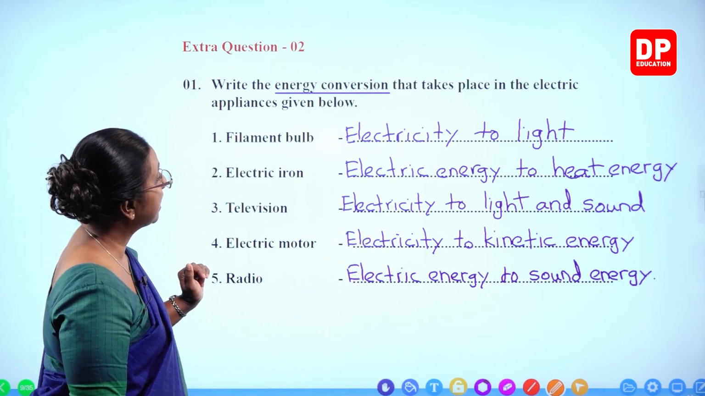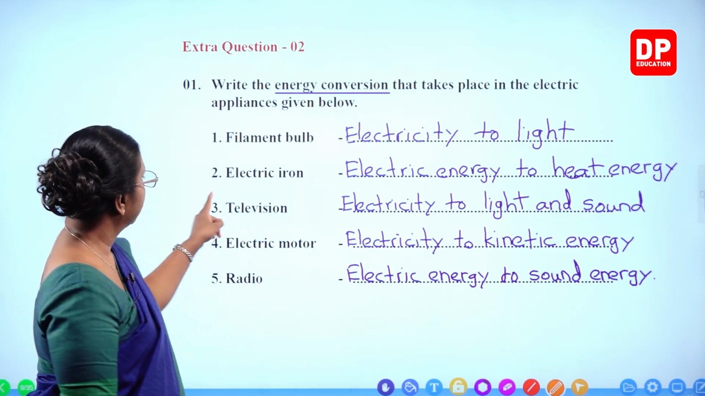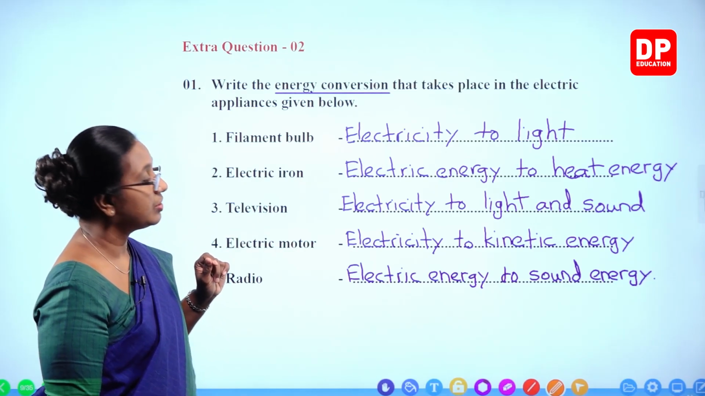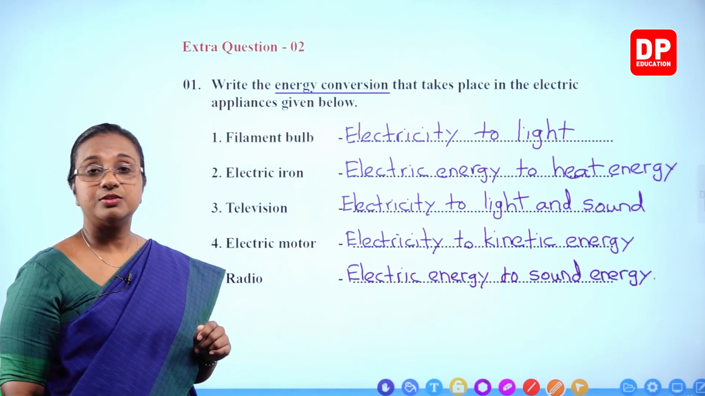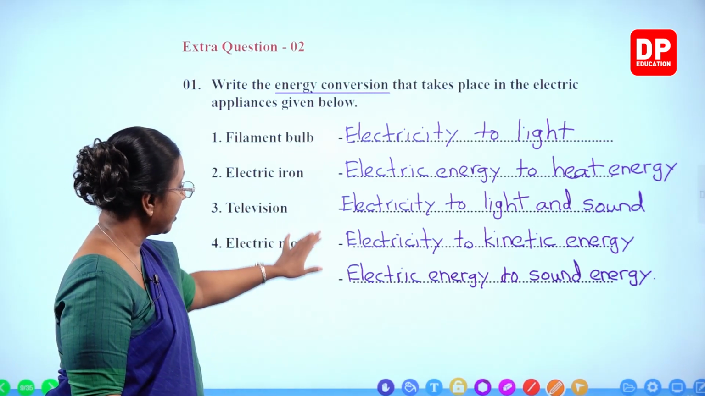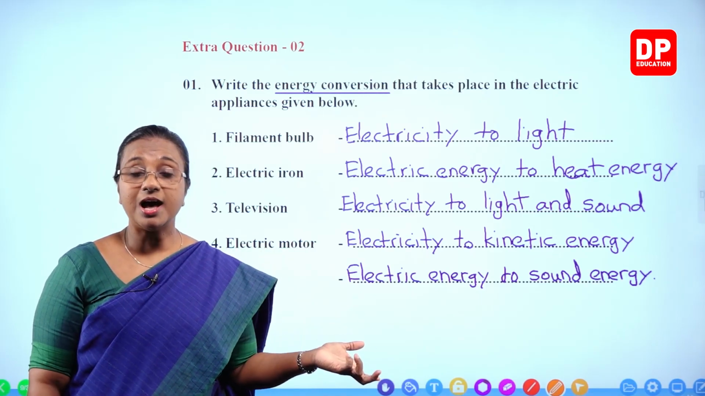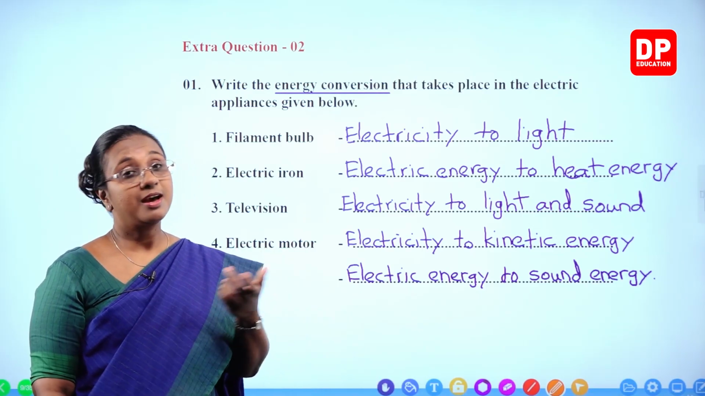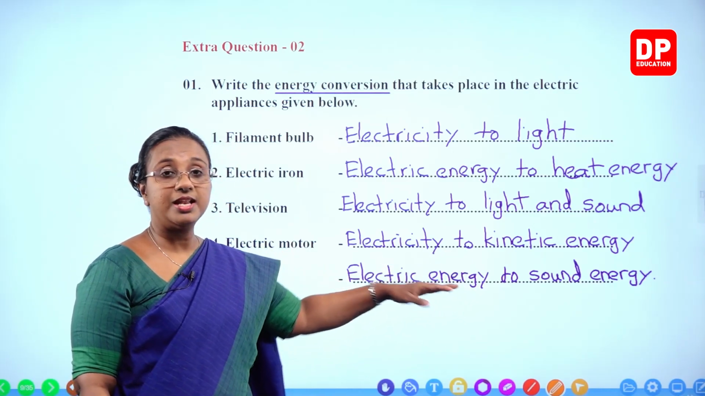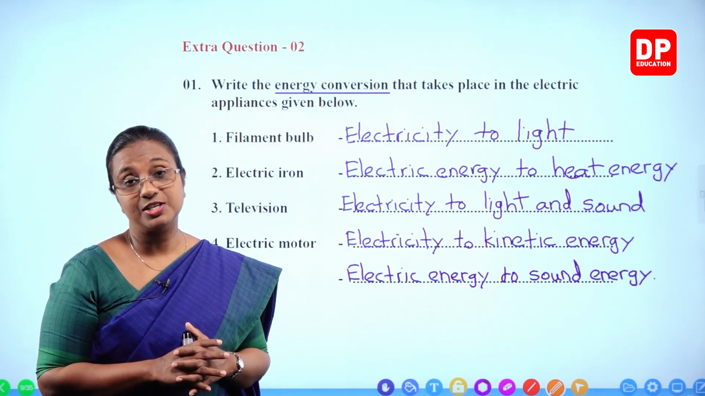Write the energy conversion that takes place in the electric appliances given below. Filament bulb, electricity to light. Electric iron, electric energy to heat energy. Television, electricity to light and sound. Electric motor, electricity to kinetic energy. Radio, electric energy to sound energy. Here, since we are writing many appliances, we have to repeat electricity again and again. But when you are answering a normal question for your paper, there will be just one conversion. So it is better to always write electric energy to sound energy or electricity to sound and light. Like that, give the full energy conversion.